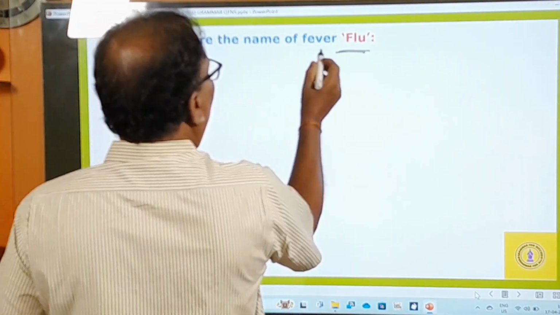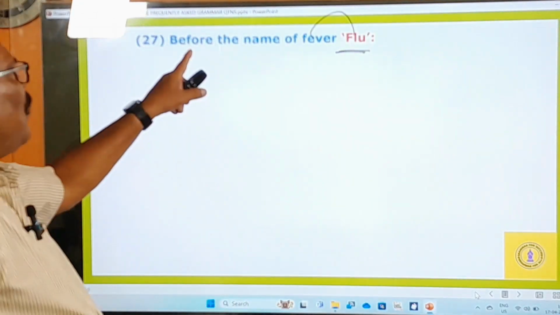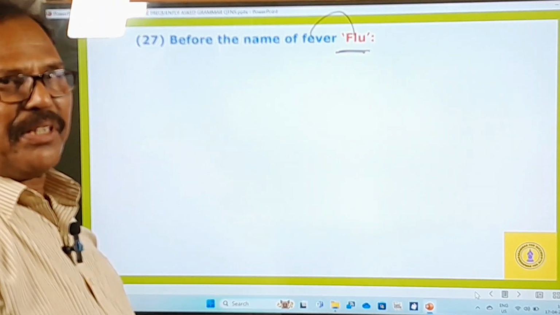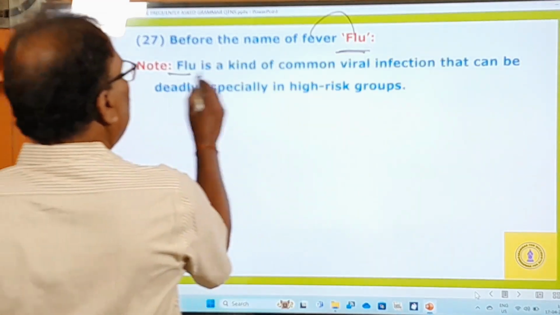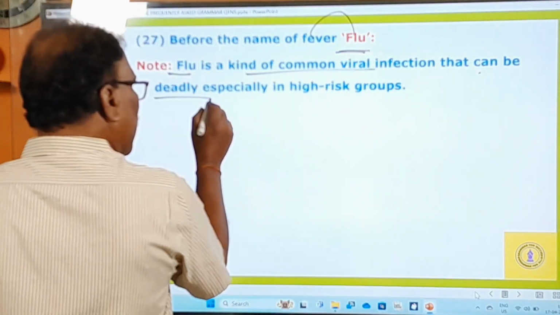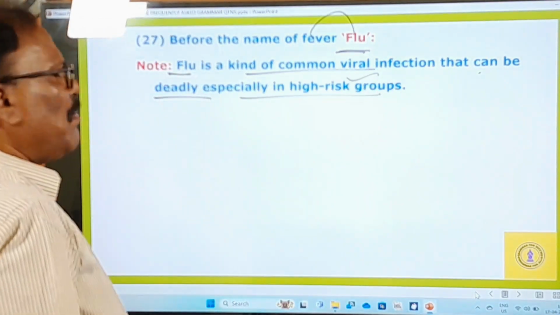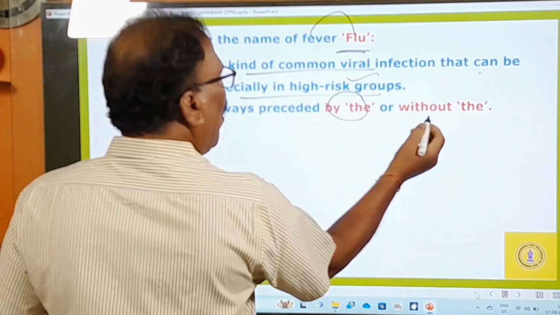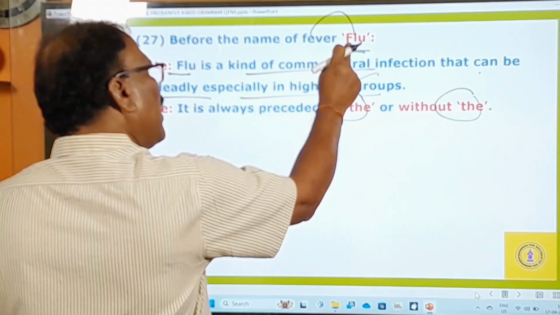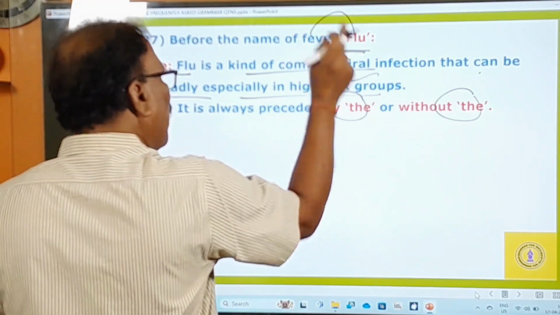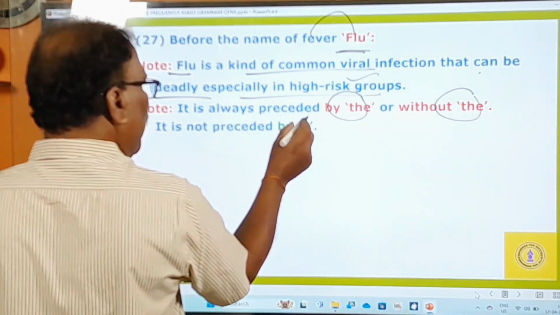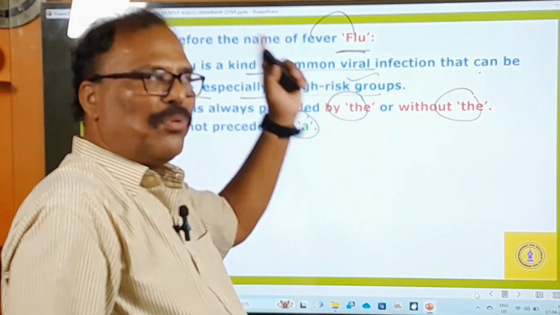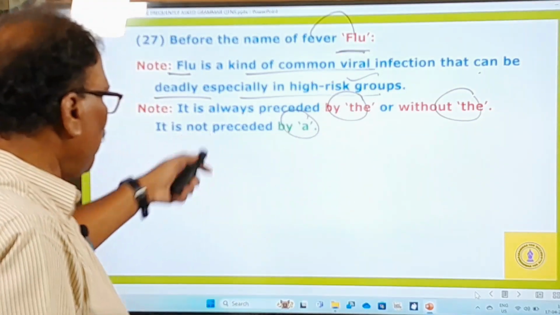Before the name of fever, flu, we should use only the definite article, not the indefinite article. Flu is a commonly occurring viral infection that can be deadly, especially in high risk groups. Flu is a kind of cold fever. It is always preceded by the or used without the. You can use the before it, and without the also is okay. But a or an cannot be used before it. You cannot say a flu. You can say the flu, or simply flu. But don't say a flu. Please keep this rule in your mind.